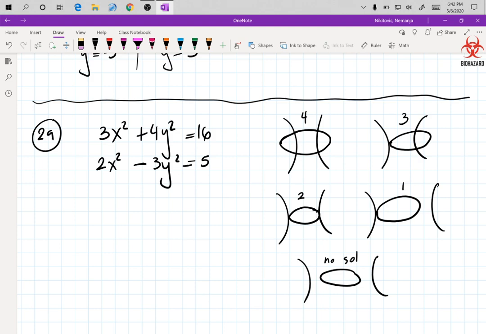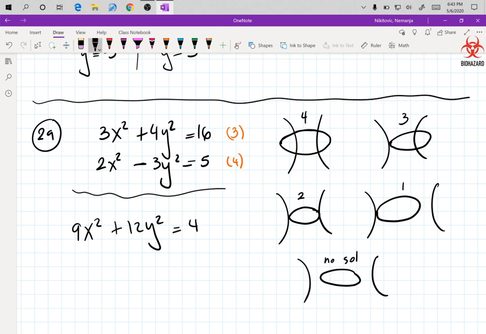Anyway, what do I do to solve the system? You do the same thing you would do to solve the other systems. You eliminate one of the variables by multiplying, in this case, top by 3 and bottom by 4, because they will create a 12 on the y squared, and that will kill y squared. So when I multiply by 3, I get 9x squared plus 12y squared equals 48. And when I multiply the bottom one by 4, I get 8x squared minus 12y squared equals 20.